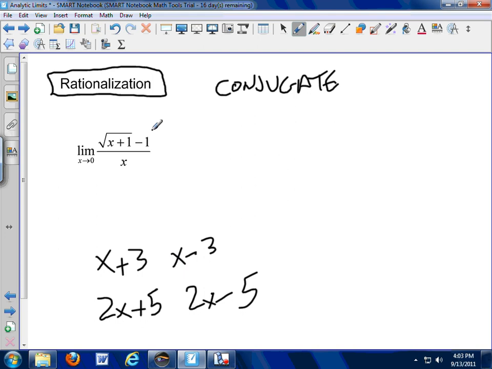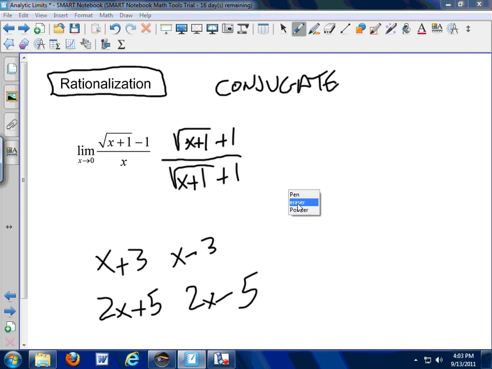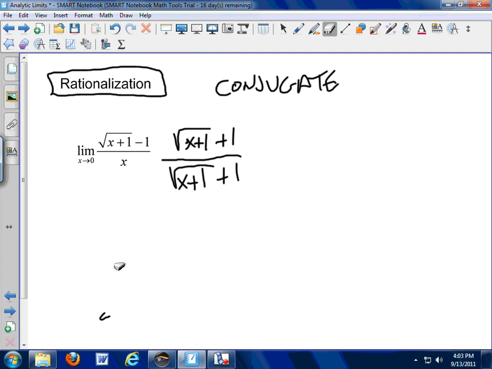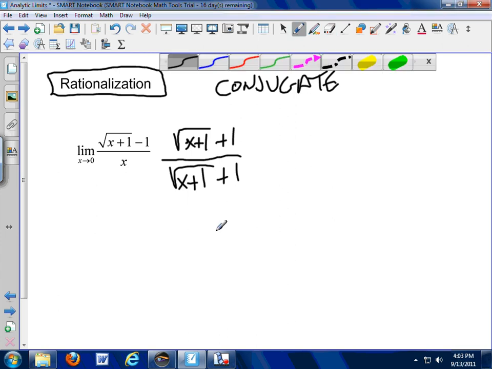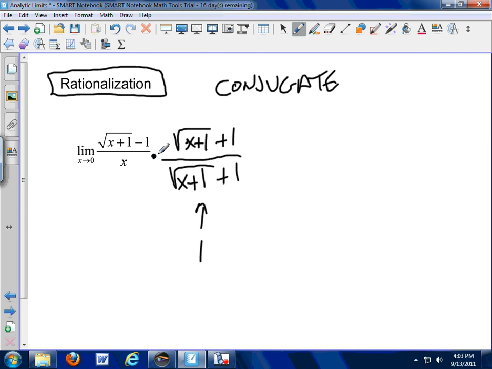So the conjugate of this thing here is the square root of x plus 1 plus 1. I'm going to multiply, but I can't just multiply the top by that. I've got to multiply top and bottom by that same conjugate. Basically what I've done is I've multiplied by 1, and multiplied this thing by 1. Okay, that's 1. Why the conjugate? That's probably what you're asking. Well, let's see what happens.